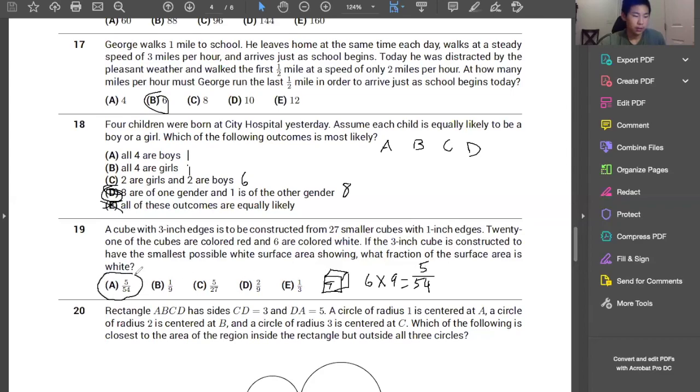Our answer is A. And this 2/9 answer is what we would have gotten if we had put in a white cube in the center of every face. But obviously putting a white cube in the center where it's hidden by all the faces is going to be better.